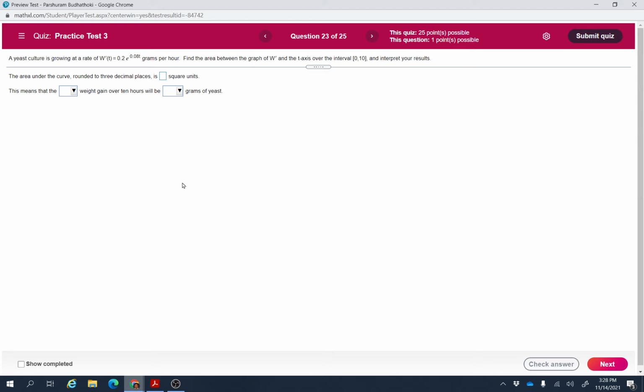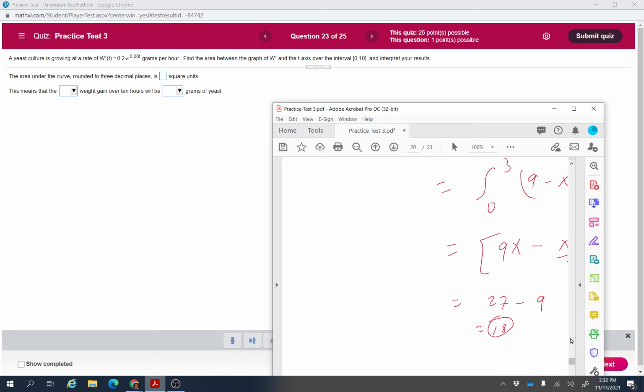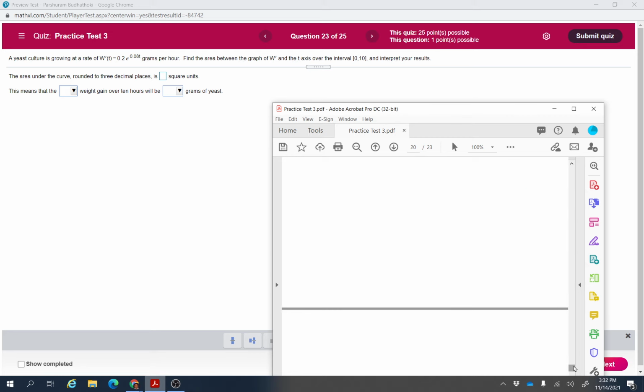Yeast culture is growing at a rate given by this function, the rate of growing, in grams per hour. Find the area between the graph of the derivative function, this graph, and the t-axis over the interval 0 to 10, and interpret your results. The area under the curve, rounded to 3 decimal places, so we need to find the area. So in this problem we need to find the integration of this function from 0 to 10. This is a very similar problem, like problem 23, because we need to find the areas. So where is that? My pen is not working.